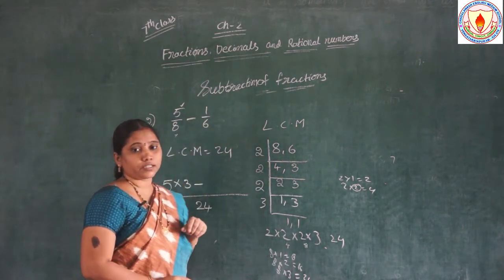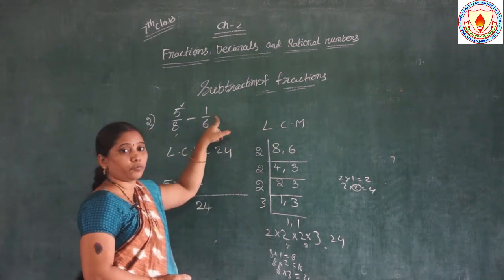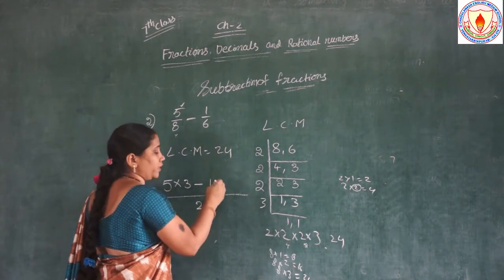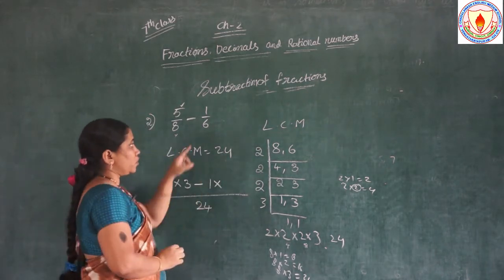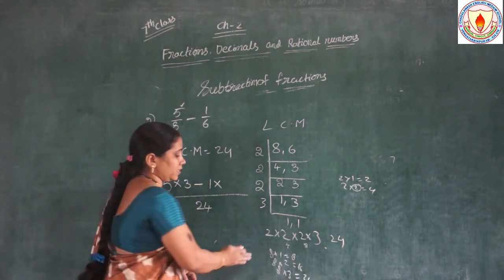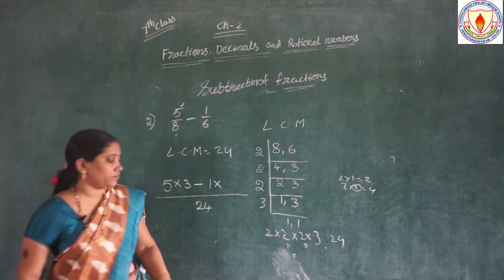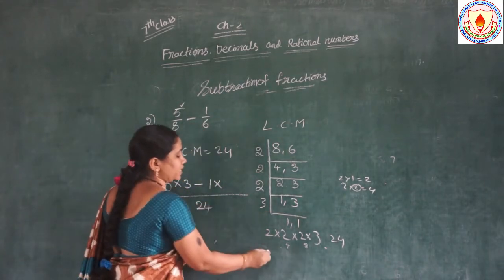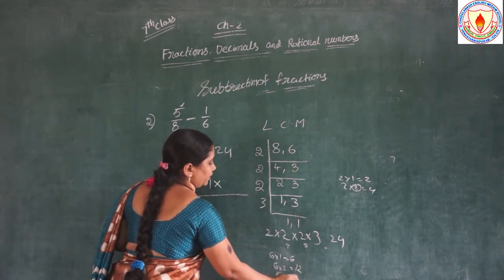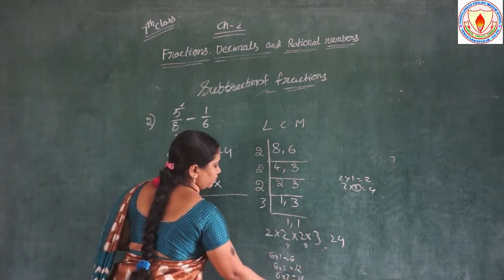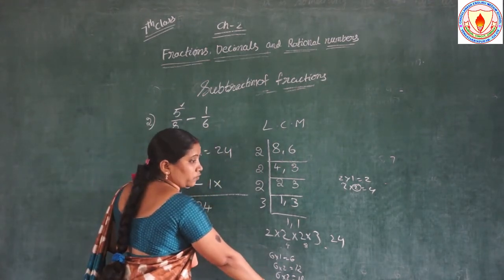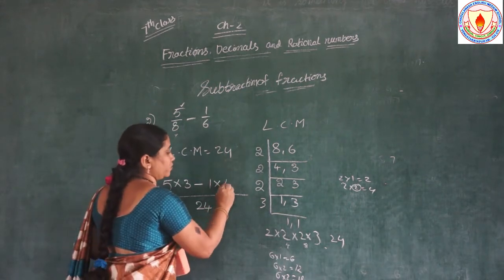So in 1 by 6, what is the numerator here? 1 is the numerator. So you directly write 1 as it is, numerator, into. Now come to the denominator. What is the denominator here? 6 is the denominator. Now you have to see the 6th table. 6 1s are 6, 6 2s are 12, 6 3s are 18, 6 4s are 24. Did you get 24 in the 6th table? Yes. How many times did you get it? 4 times you got 24. So that 4 you have to write here.